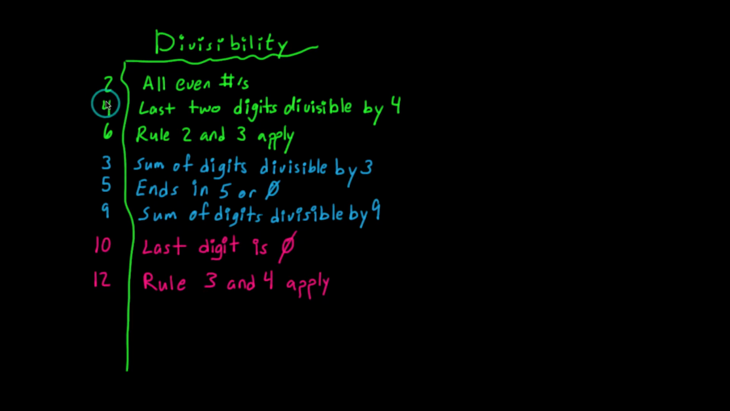A number is divisible by 4 if the last 2 digits are divisible by 4. Let me give you an example. I'm just going to change pen colors. And I'm just going to write down here 3,512. So 3,512, notice the last 2 digits here, well, it's 12. 12 is divisible by 4. Therefore, 3,512 is divisible by 4.